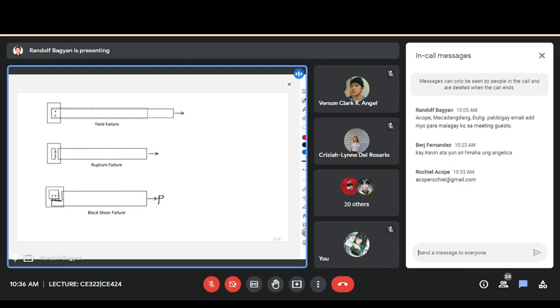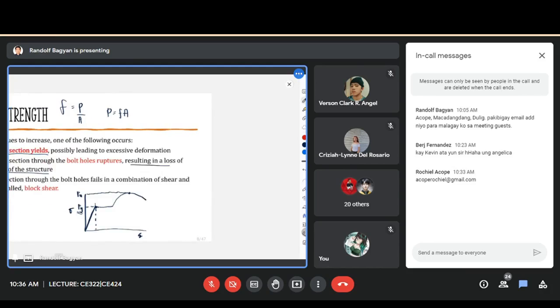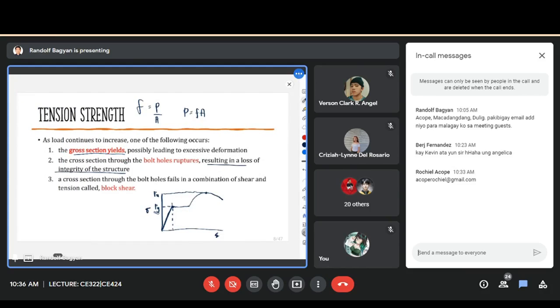This part, class, diba? Ano ba ang shear? Sliding. Naputol siya, so there is sliding on this part kasi it is parallel to the load. Ito naman, it is perpendicular to the load, so this is tension naman yung nangyari dito. So combination, nagkaroon siya ng block shear failure. Ganun naman yun.